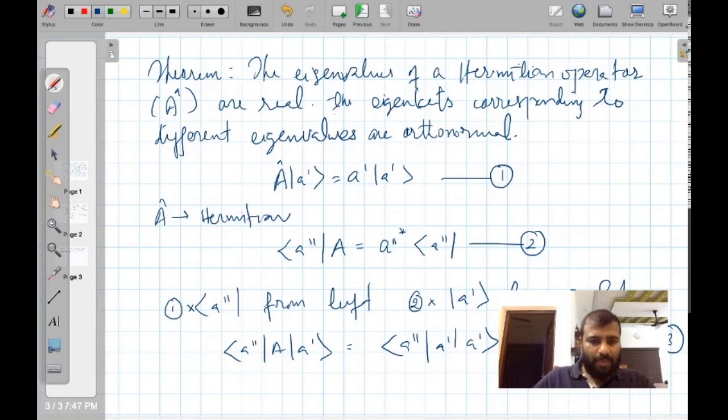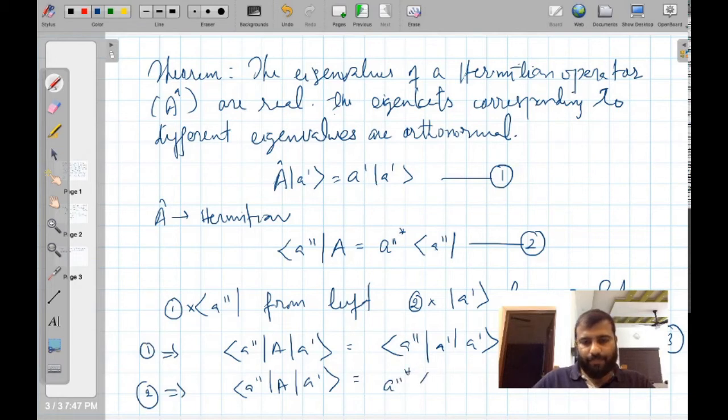Similarly, equation 2 multiplied by |A'> gives <A''|A|A'> = A''*<A''|A'>. So equation 1 implies this, equation 2 implies this. Am I right? So this is equation 4.